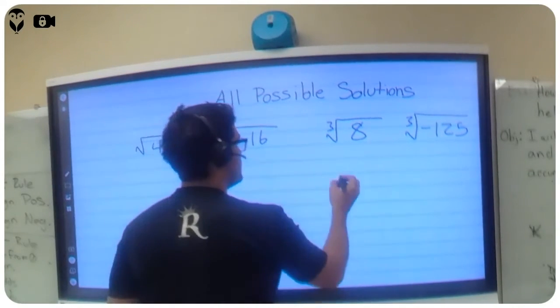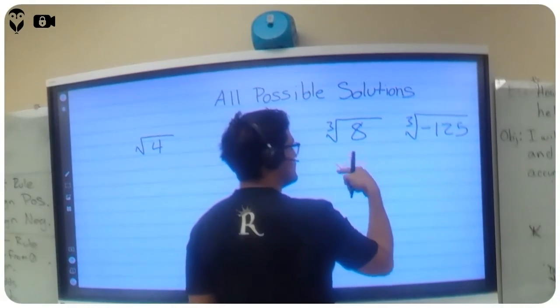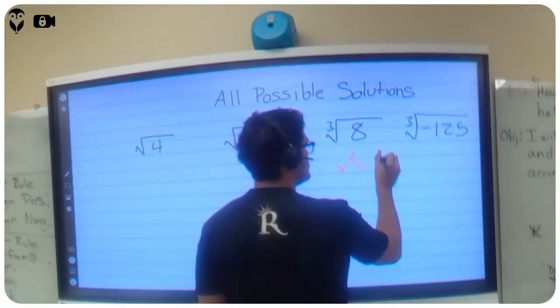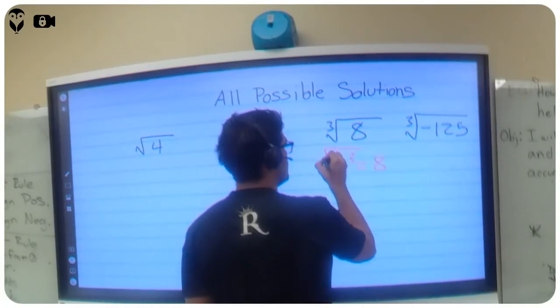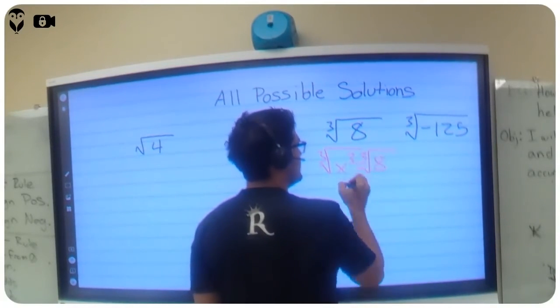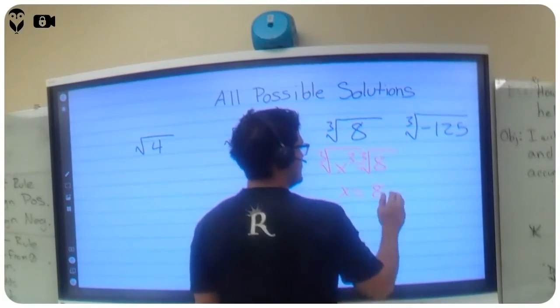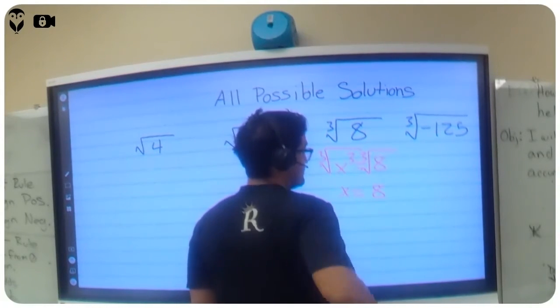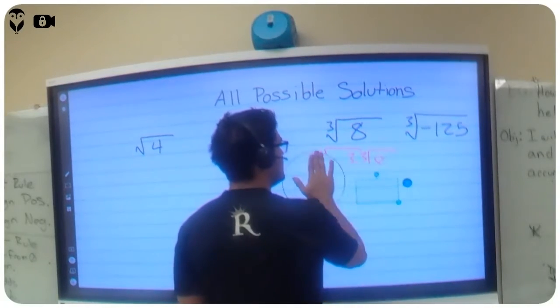Same thing for the cube. I can write this question like this: something to the power of 3 equals 8. How would I cancel out the 3? I would do a cube root. Cube root of 8. X equals the cube root of 8. All right? So let's find out the answers to these.